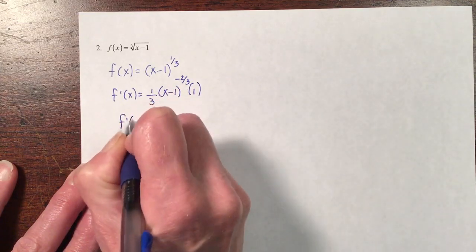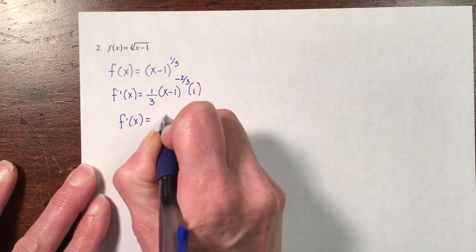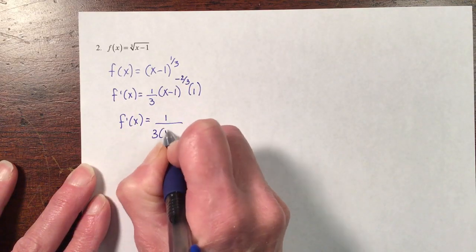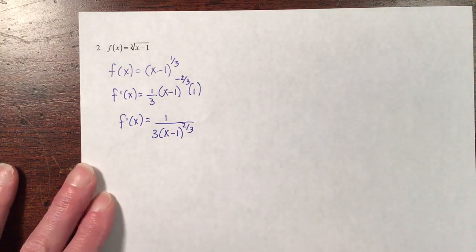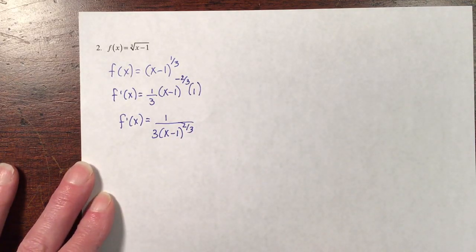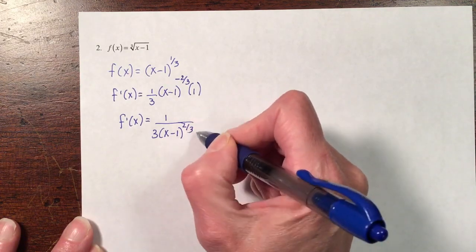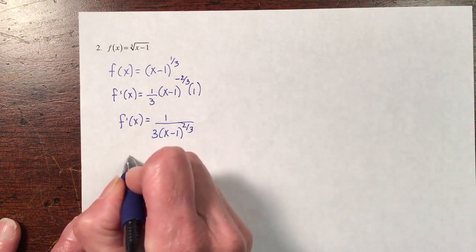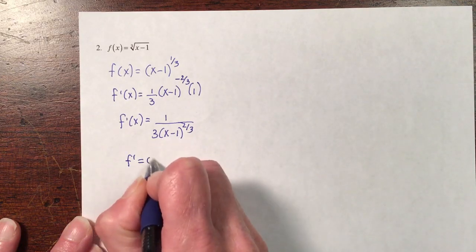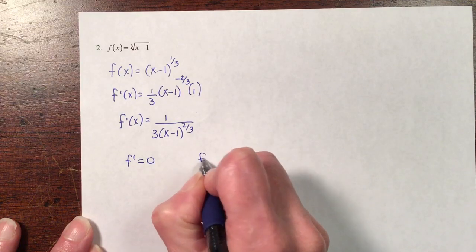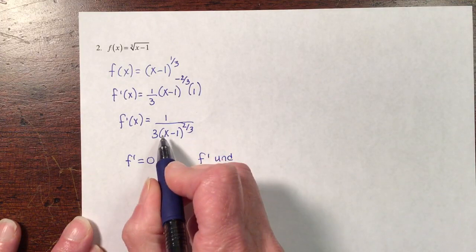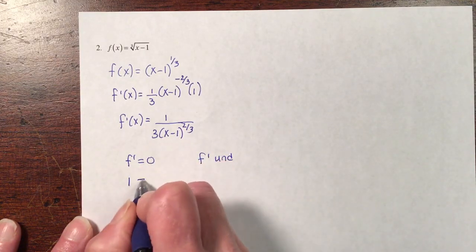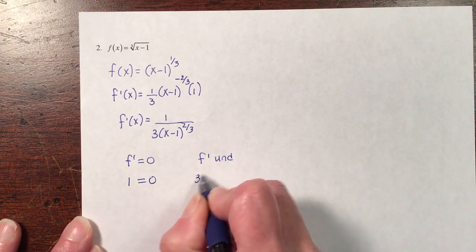I'm going to clean this up and write it with, it's probably best to use a fraction power here. So my derivative is 1 over 3 times x minus 1 to the 2/3. My derivative has a top and a bottom. So I know I have to find where the derivative is 0 or where the derivative is undefined. Going back up to the derivative, set the numerator equal to 0, set the denominator equal to 0.